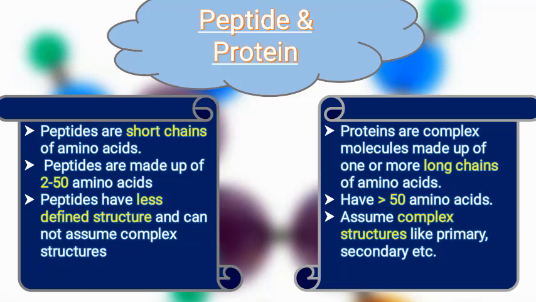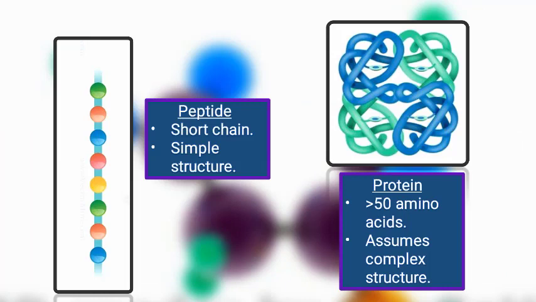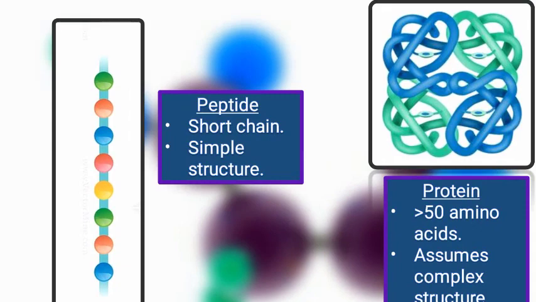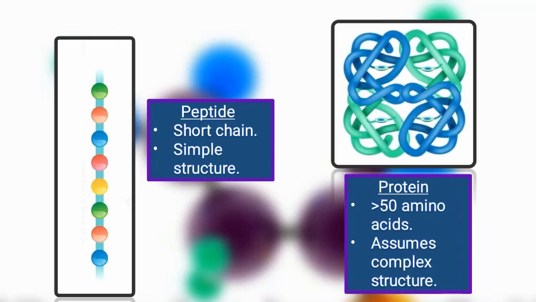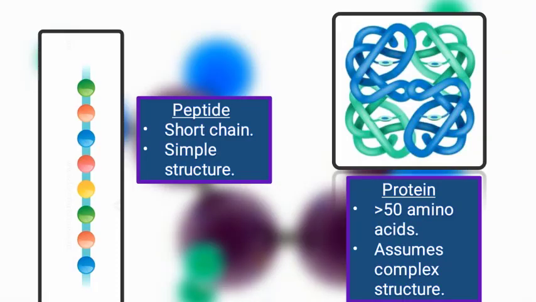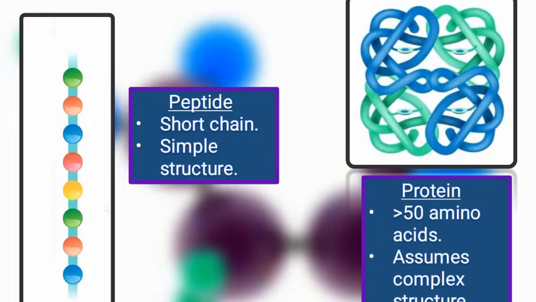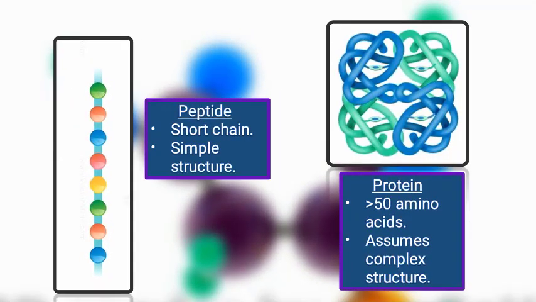Peptides have less defined structure, that is, they cannot assume complex structures like primary structure, secondary structure, tertiary structure, and quaternary structure, whereas a protein can assume these complex structures. Now look at the diagram. The peptide simply consists of amino acids linked together by peptide bonds, whereas the protein is quite complicated, having more than 50 amino acids and having other interactions like disulfide interactions and ionic bonds to hold the molecule together.